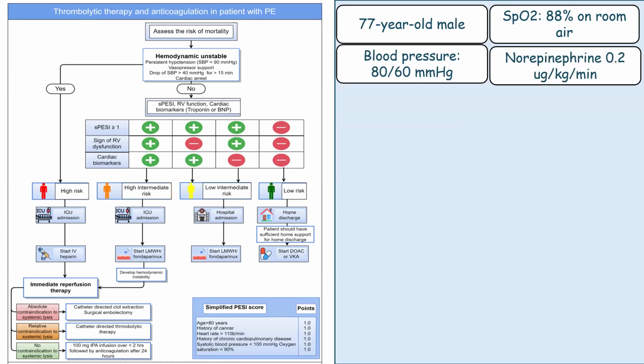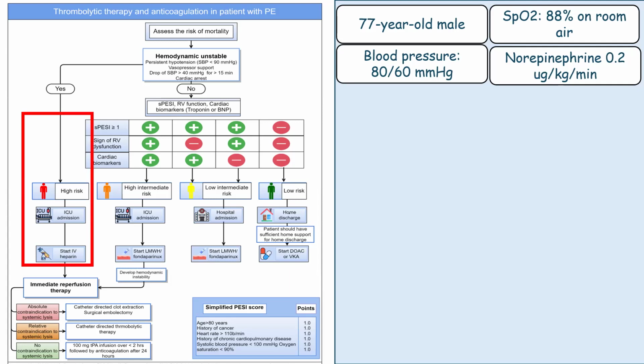And the last patient has hemodynamic instability, low blood pressure, and is on vasopressors. So this patient is at high risk of mortality, and will start first with IV heparin, and we go through immediate reperfusion therapy.